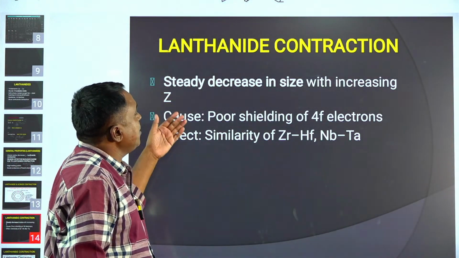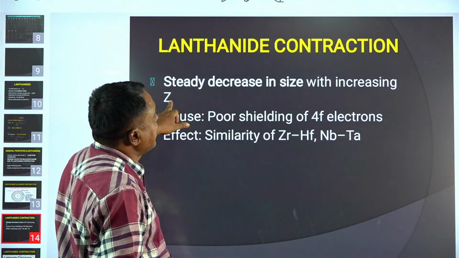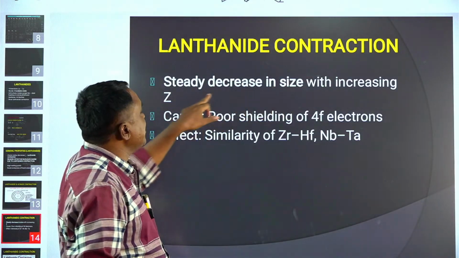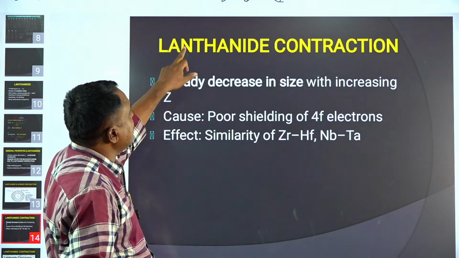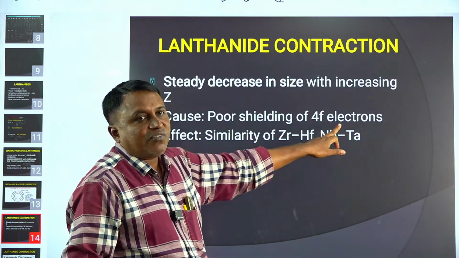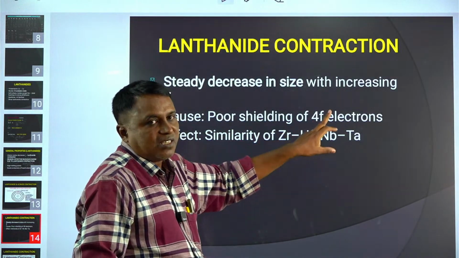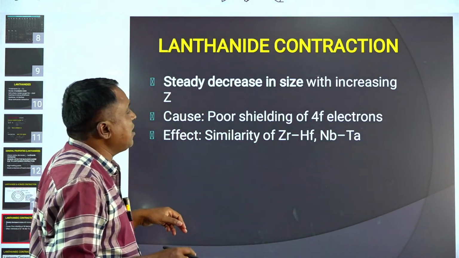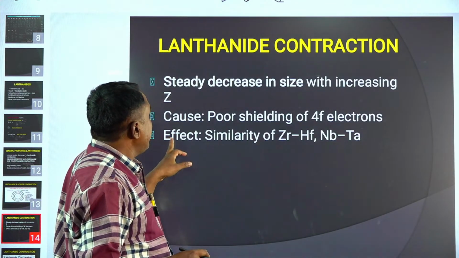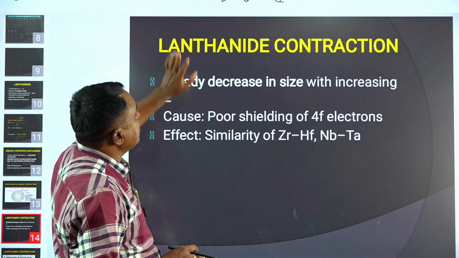So what is the lanthanoid contraction? Just now we completed it. It is a steady decrease in size with increasing Z, a steady decrease in size with increasing atomic number. This is the lanthanoid contraction. So what is the reason for this? This is the poor shielding effect of 4f electrons. 4f electrons generally have a weak shielding effect. And what will be the effect of this lanthanoid contraction?